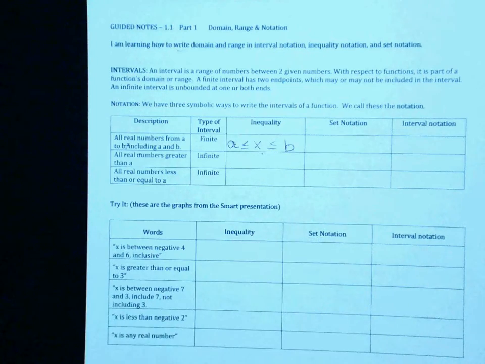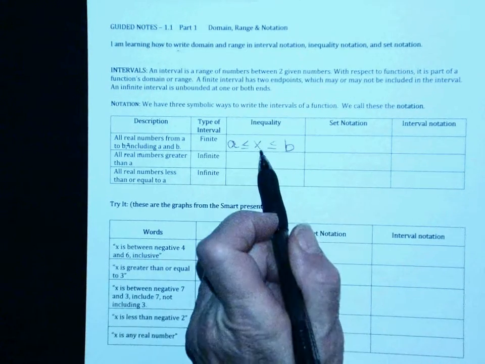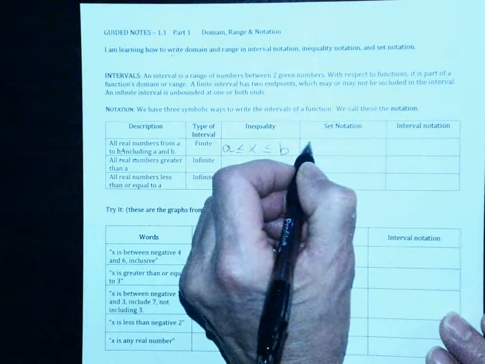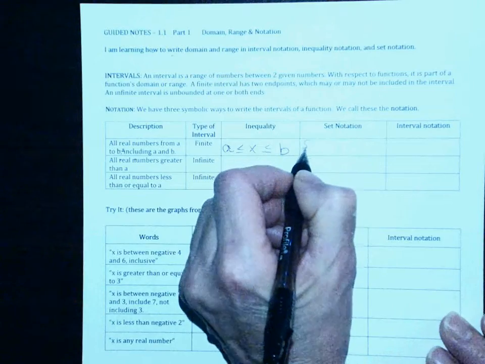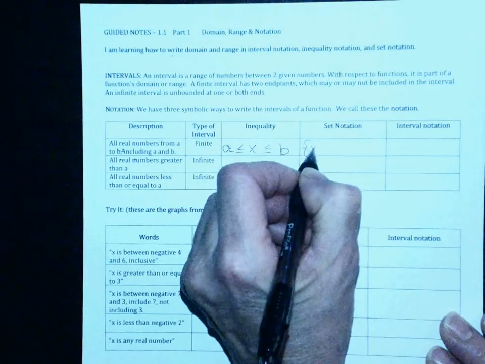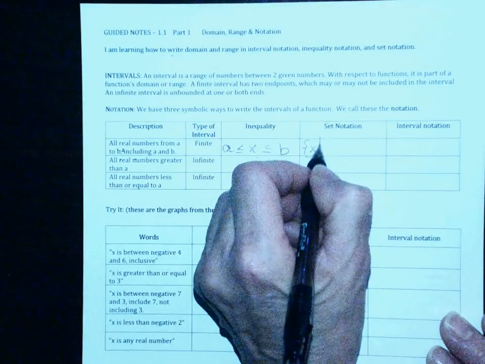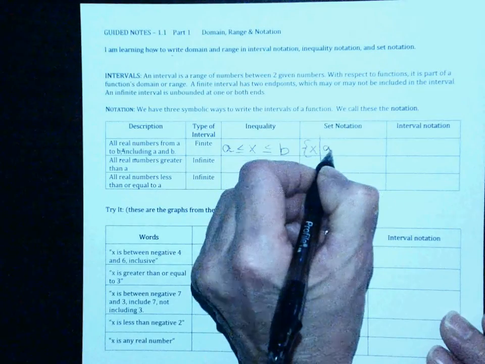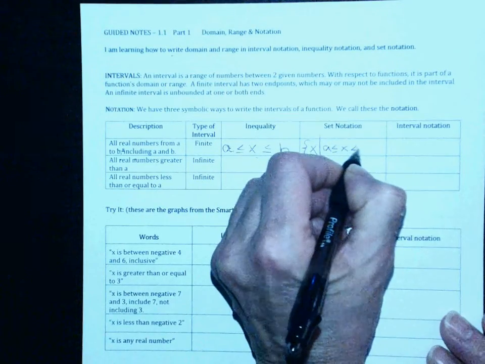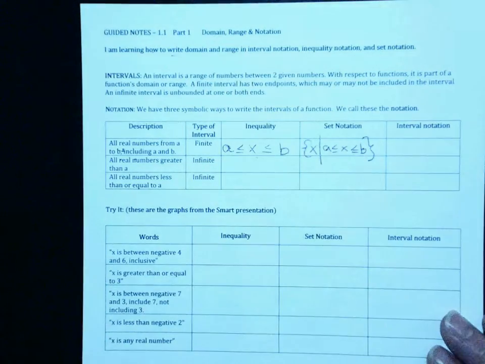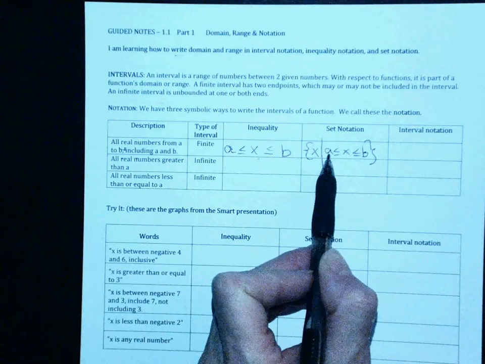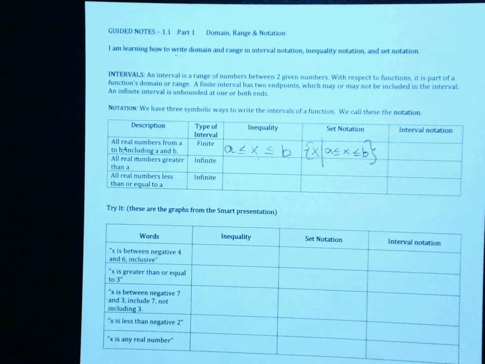That's your inequality notation. Set notation is similar to inequality, but just a slight bit different. You use these curly parentheses called braces, and this is the set of all x numbers such that, that line means such that, and then you just recopy the inequality. And then you close the brace. So we say the set of all x such that x is between A and B inclusive. It's including number A and B, whatever they are.